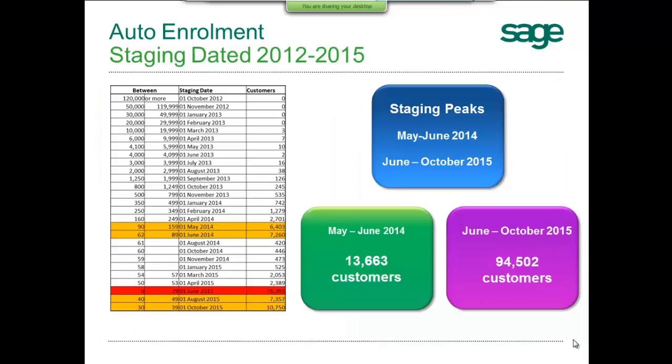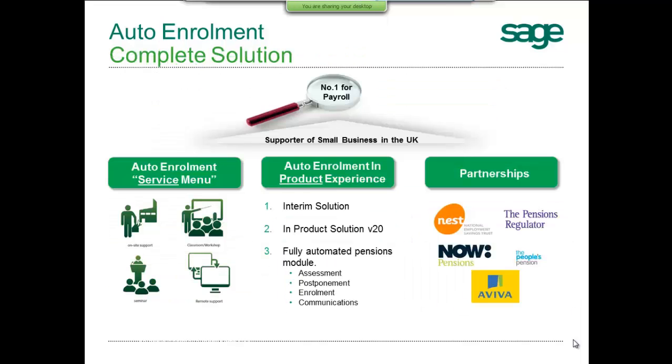So moving on, we're seeing some significant staging peaks into auto enrolment in May, June 2014, and June to October 2015. May, June, just over 13,500 customers. June to October in 2015, close on 95,000 customers. That's in line with the peaks that have been released by the Pensions Regulator. So obviously all our planning and thinking are around those staging profiles.